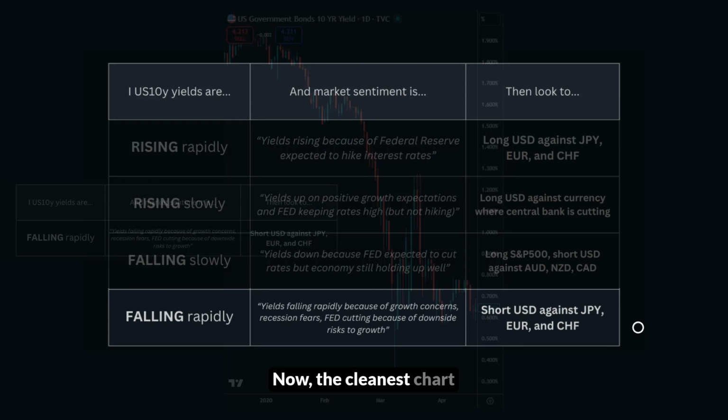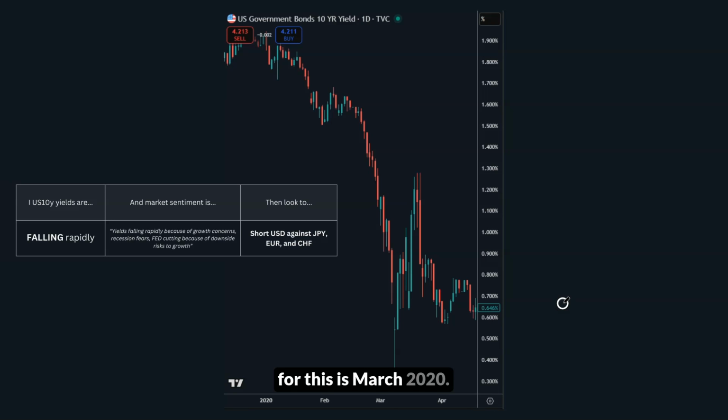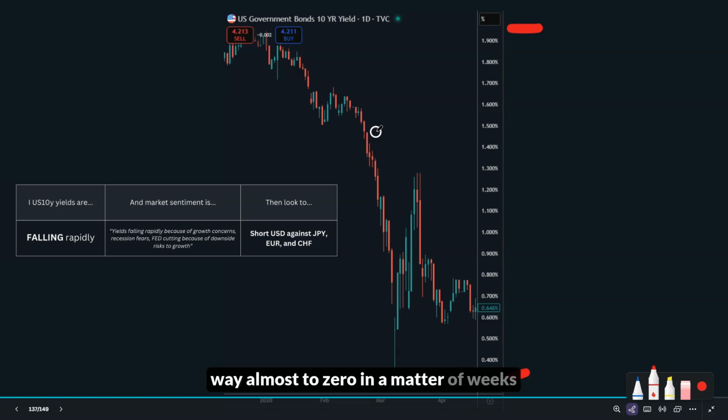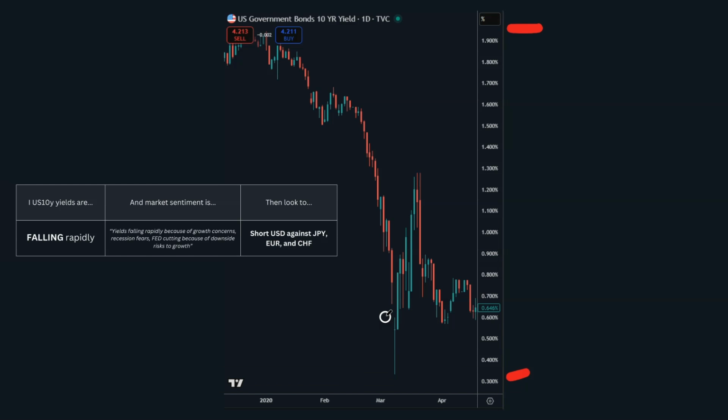Now, the cleanest chart for this is March 2020. US yields crashed from around 2% all the way almost to zero in a matter of weeks. That's a violent move. The market knew the Federal Reserve was going to cut rates to the floor to save the economy, and it did.